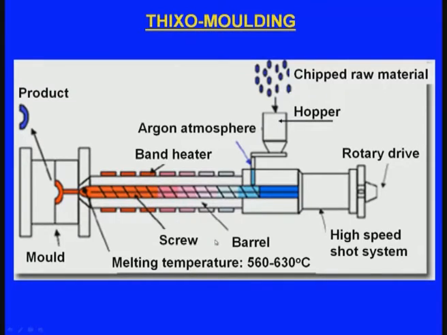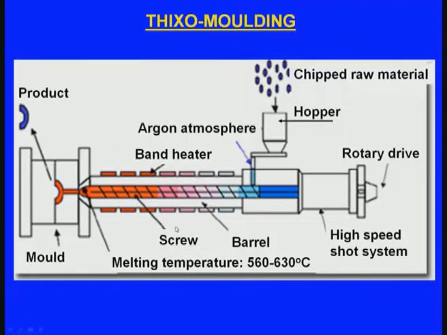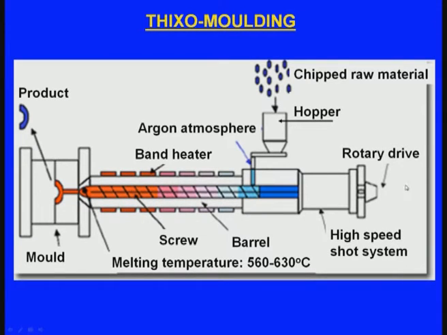And here we can see it diagrammatically. This machine is very close to the injection molding machine which is used in the manufacture of plastic components. And what is this machine? It has a barrel, you see, this is the outside barrel. Inside there is a screw, it rotates, and this is connected to a motor, you see here.